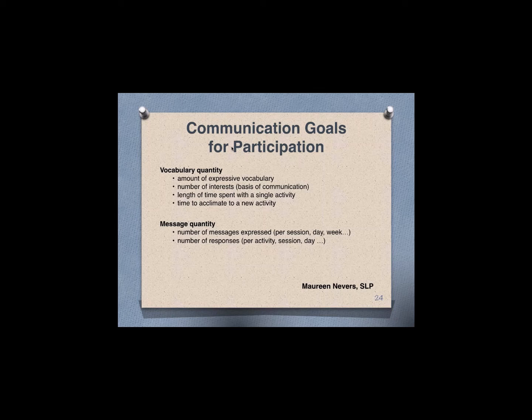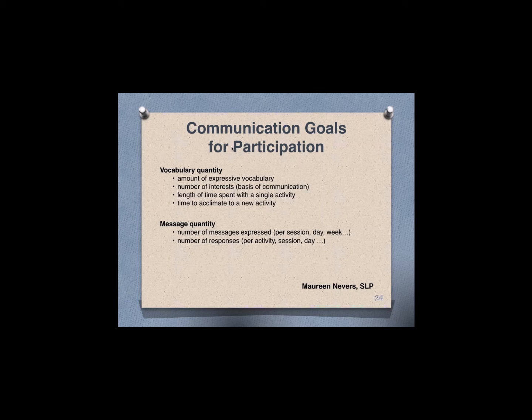We can start looking at the length of time that they're spending doing this, because in the beginning we might get one symbol out of a kid and 10 seconds later their attention has already shifted to something else. So we'll start setting goals that we can maintain that interaction over a longer period of time. We'll start looking at the number of messages that they express over the course of a day, over the course of a week. And that might mean that in the beginning, our goal is one expressive use of the communication system a month.